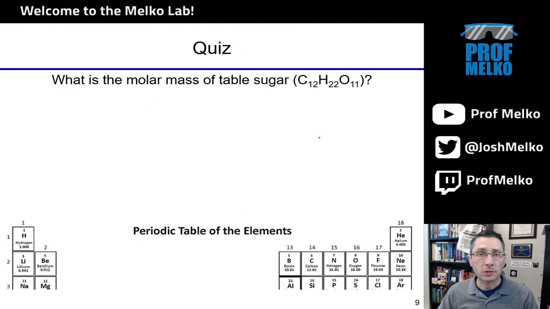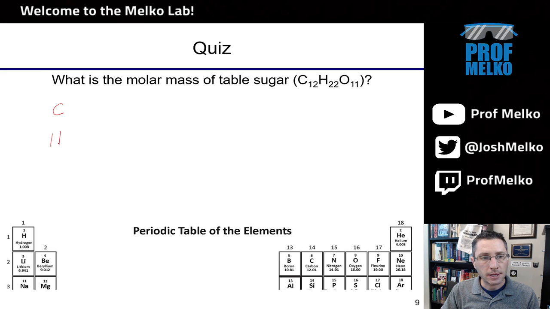Now you try. Try to calculate the molar mass of this more complex molecule, table sugar, sucrose, C12H22O11. Pause the video here, try to work it out yourself, and then resume the video to see how I do it. Okay, C12H22O11. For something more complicated like this, I'll show you the table that I lay out to calculate this.